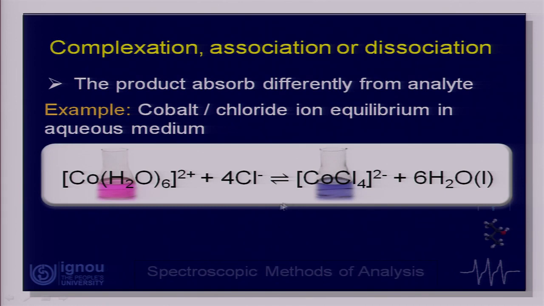But if the solution happens to have a certain amount of chloride ions, then these chloride ions will convert part of the cobalt ions to the complex. As a consequence, the color will change, and the particular species which I was measuring earlier at a particular wavelength will get altered. So, there will be deviations from the expected value of the absorbance. So, that is another possibility.